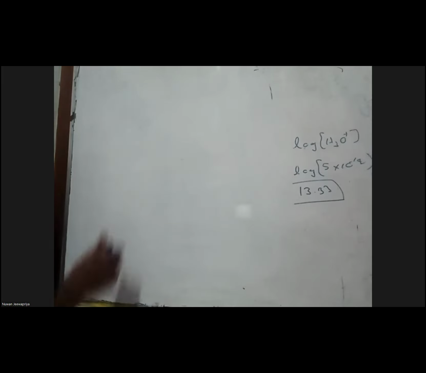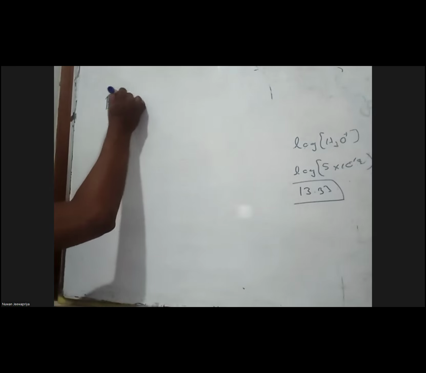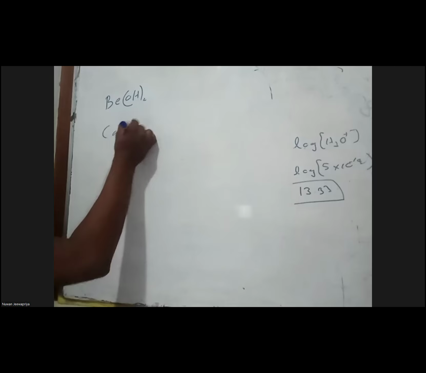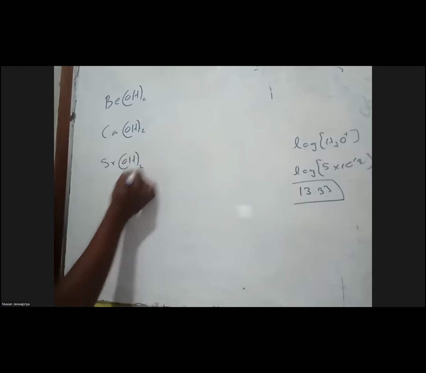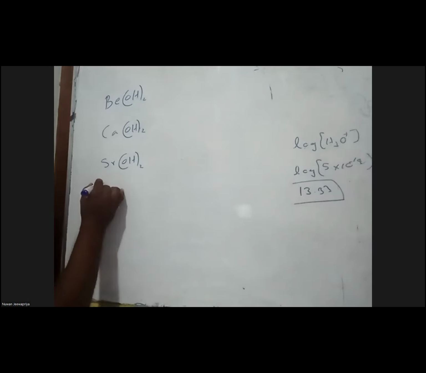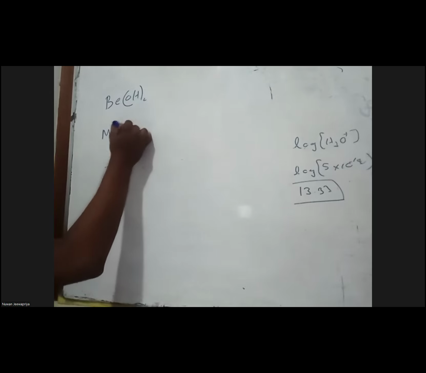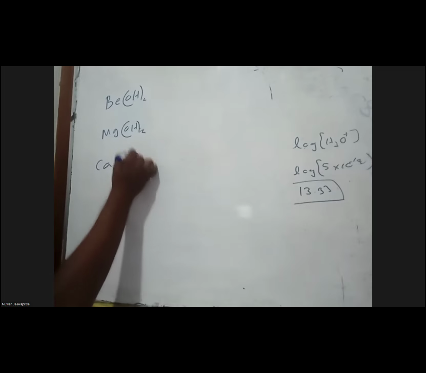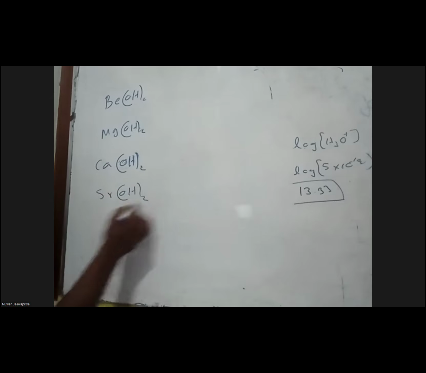Now, barium hydroxide is a group 2 hydroxide. So what are these group 2 hydroxides? They are beryllium hydroxide, magnesium hydroxide, calcium hydroxide, strontium hydroxide, and barium hydroxide.